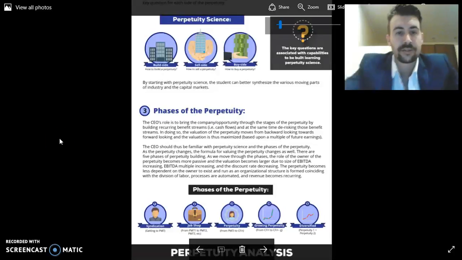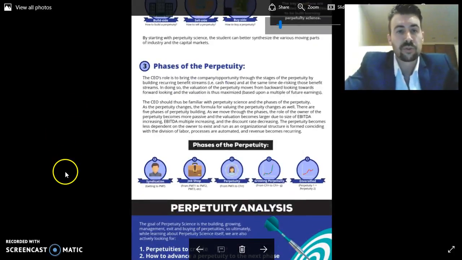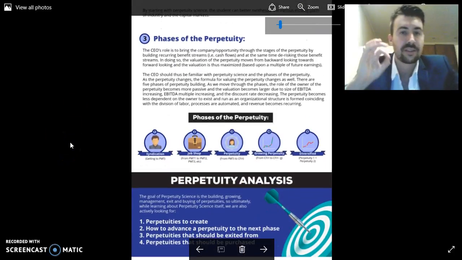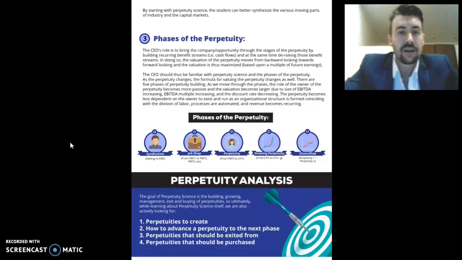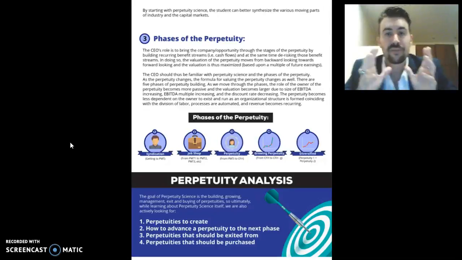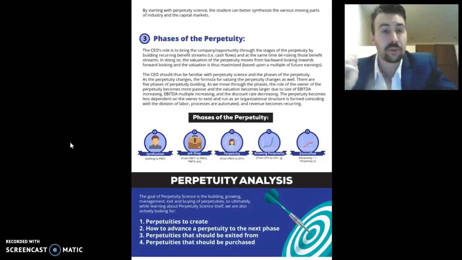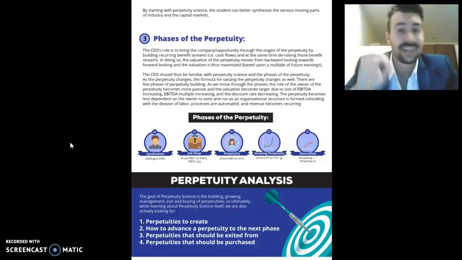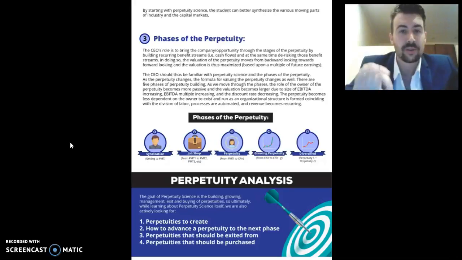So by starting with perpetuity science itself, the student can better synthesize the various moving parts of industry and the capital markets. So the third part of learning perpetuity science is understanding the phases of the perpetuity. So the CEO's role is to bring a company or opportunity through the various stages of a perpetuity by building recurring benefit streams, i.e. cash flows, and at the same time de-risking those benefit streams.